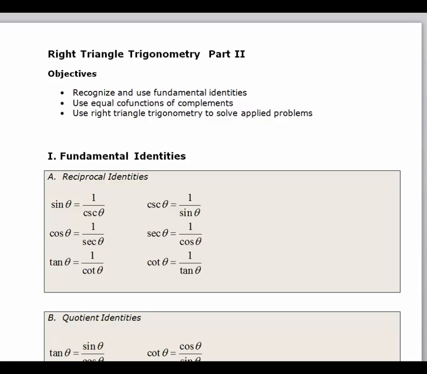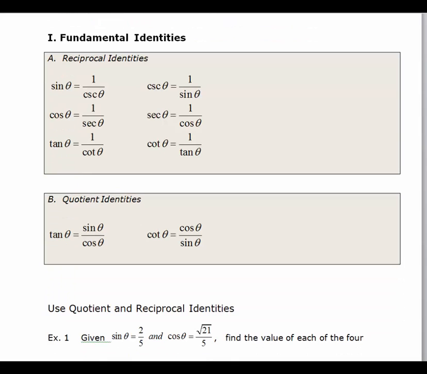In right triangle trigonometry part 2, we're going to look at some identities and some applications of right triangles. And so the first identities are what we call the fundamental identities, and those involve the reciprocal identities and the quotient identities. And the reciprocal identities you've already looked at when we first defined the 6 trigonometric functions.